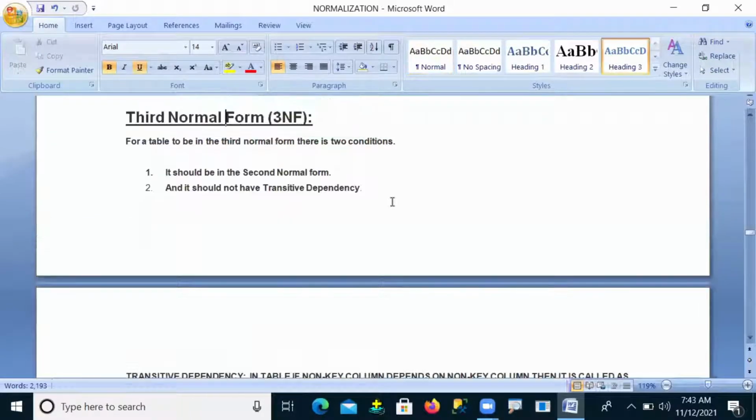Okay, now let me start it here. So what was third normal form telling us, guys? Your table should be in second normal form. You should satisfy that. And in your table, if any transitive dependency columns are there, then immediately I have to remove those transitive dependency columns.